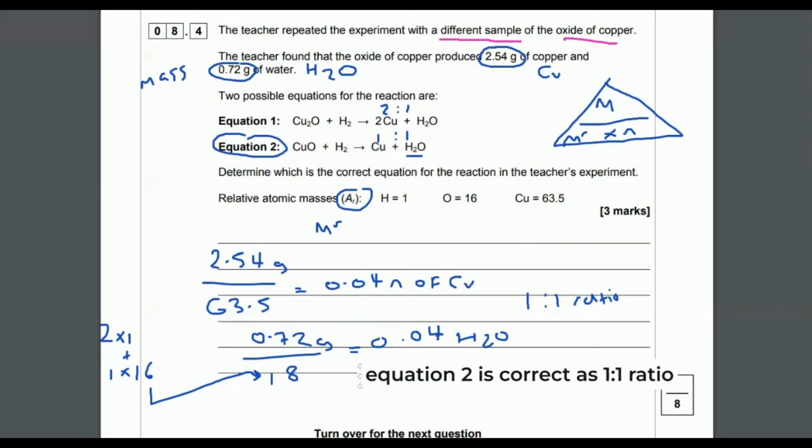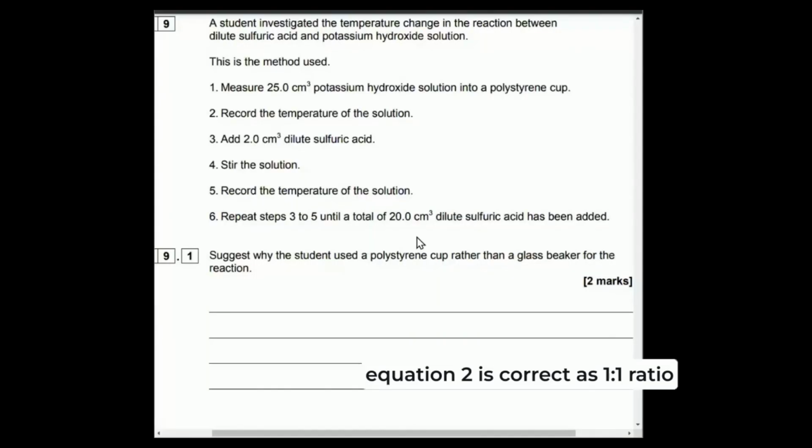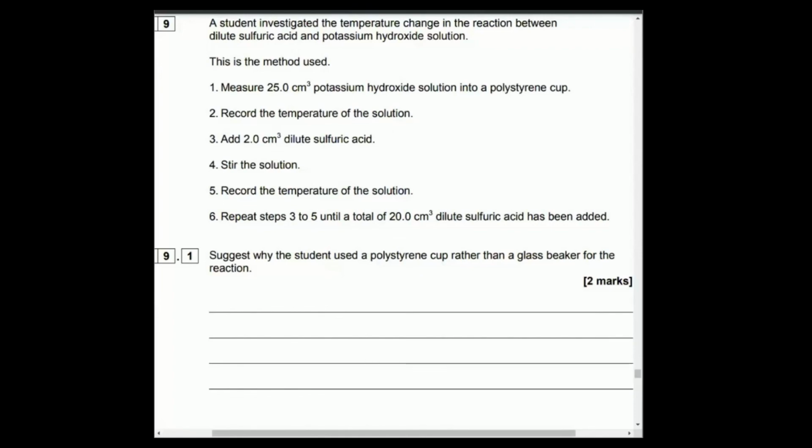All right, we're going to move on to the final question in this paper. So let's go. A student investigated the temperature change in the reaction between dilute sulfuric acid and potassium hydroxide solution. This is the method used. 1. Measure 25 centimeters cubed of potassium hydroxide solution into a polystyrene cup. Record the temperature of the solution. Add 2 centimeters cubed of dilute sulfuric acid. Stir the solution. Record the temperature of the solution again. Repeat steps 3 to 5 until a total of 20 centimeters cubed of dilute sulfuric acid has been added.